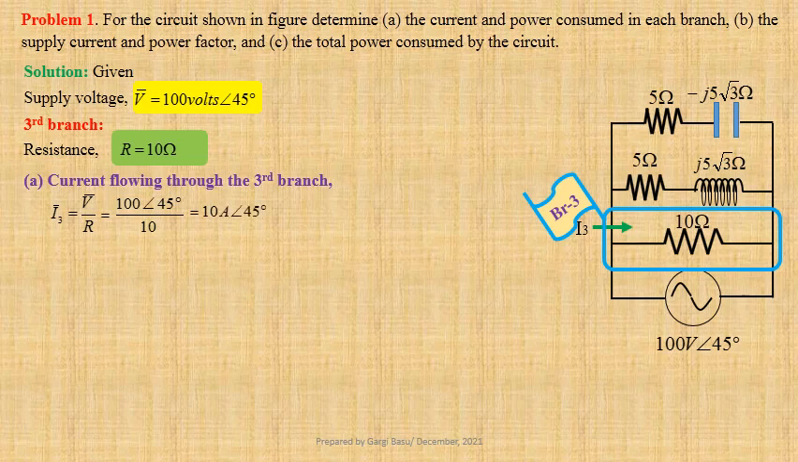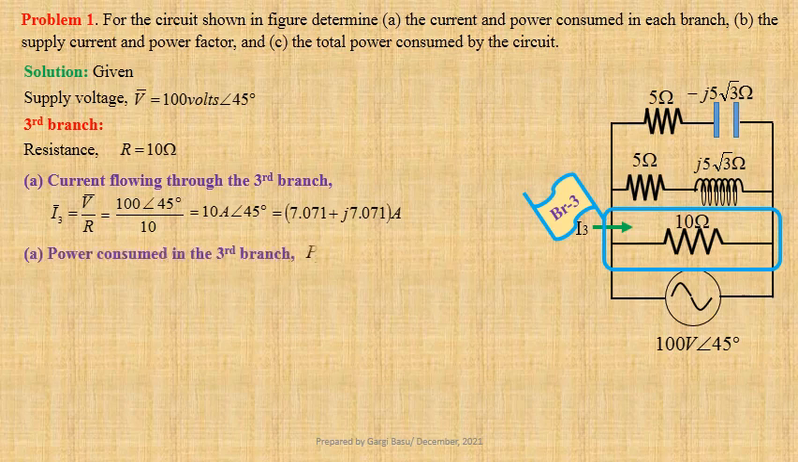This may be written in Cartesian form as 7.071 plus j 7.071 ampere. Now we shall determine power consumed in the third branch. P3 equals I3 square into R. Using values we get 10 square into 10, that is equal to 1000 watts.